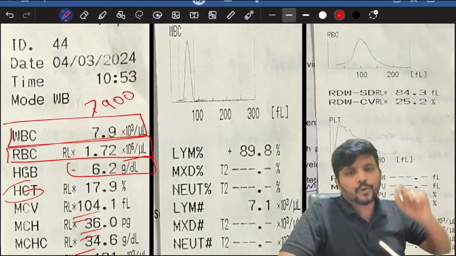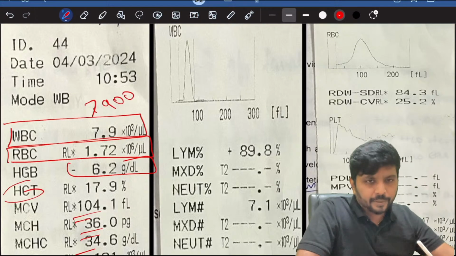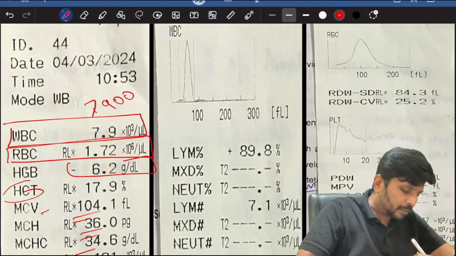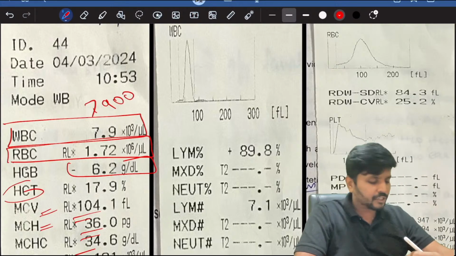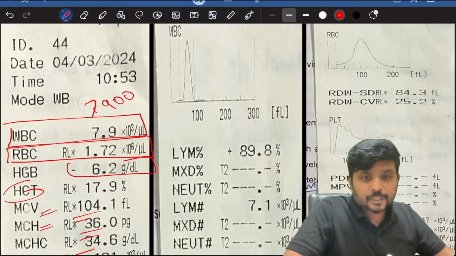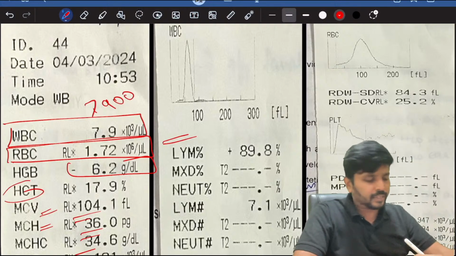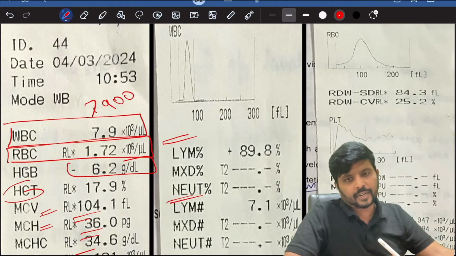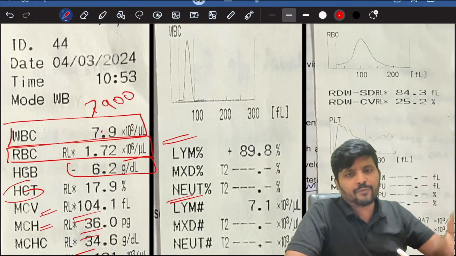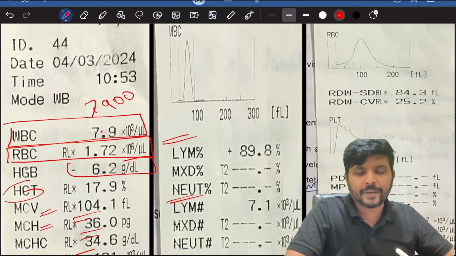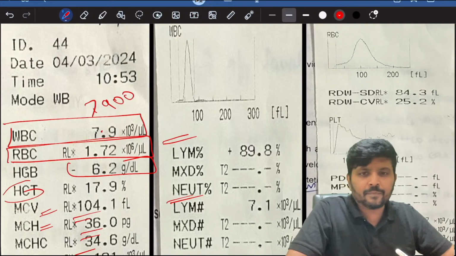So with respect to RBC count, you have RBC number, your hemoglobin, your mean corpuscular volume, your mean corpuscular hemoglobin concentration, everything. With respect to WBC, it will give you how many lymphocytes are there, how many neutrophils are there. So based on the WBC count and the lymphocyte percentage or neutrophil percentage, you will calculate the absolute neutrophil count or lymphocyte count.